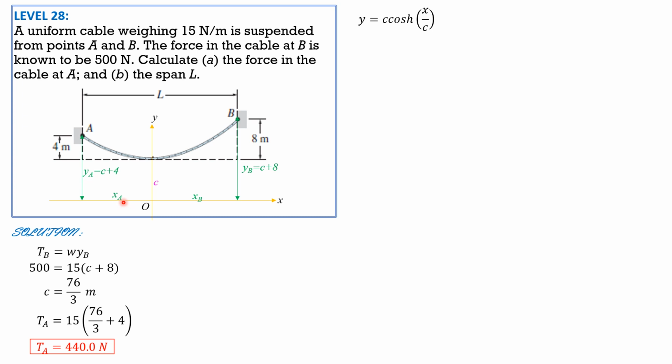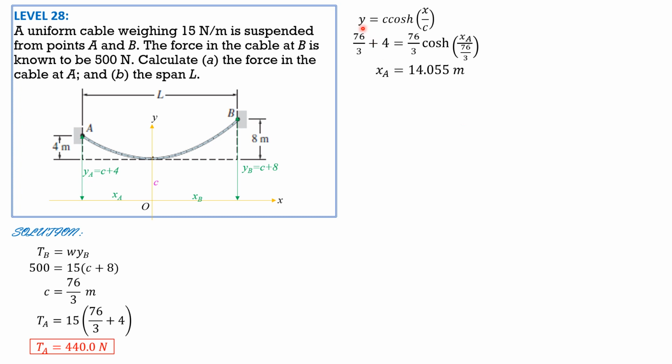First, let's solve for XA. Y is YA, C plus 4. 76 over 3 plus 4 equals 76 over 3 cosh of XA over 76 over 3. Solving for XA, take 76 over 3 plus 4 over 76 over 3, then the inverse hyperbolic cosine of that ratio. Then the answer multiplied by 76 over 3 is XA. So XA is 14.055 meters.